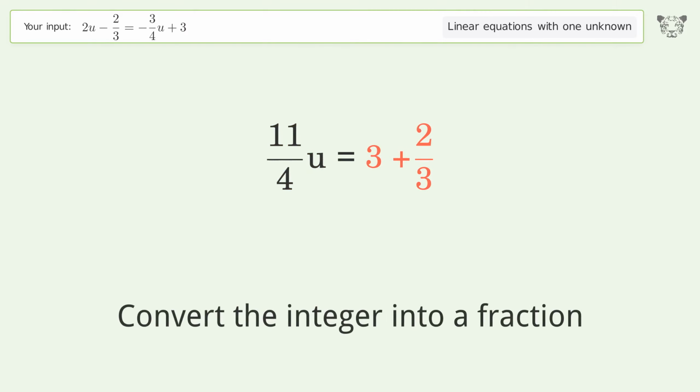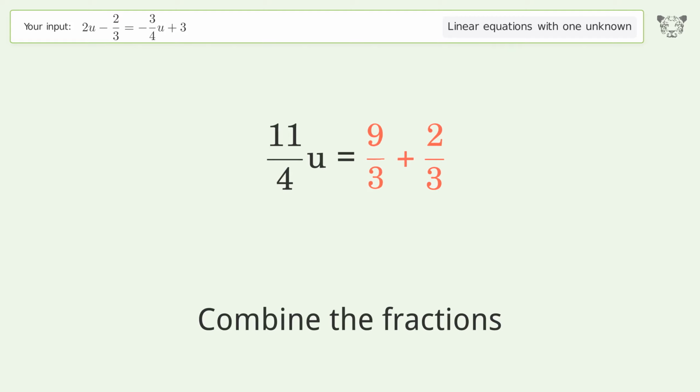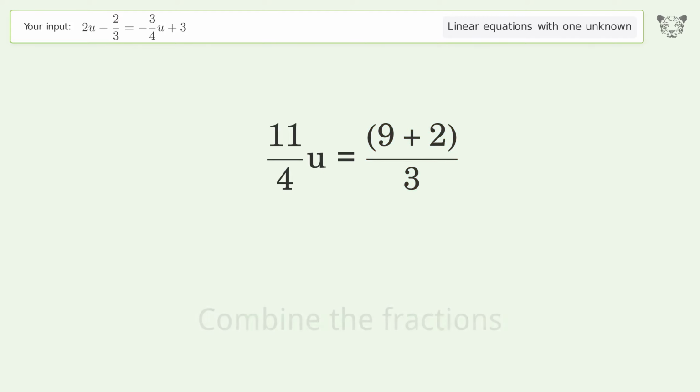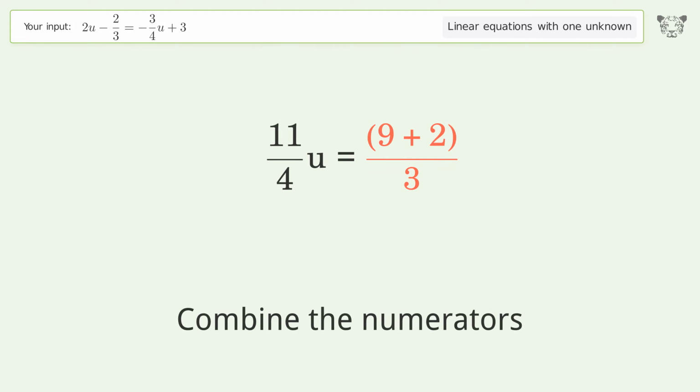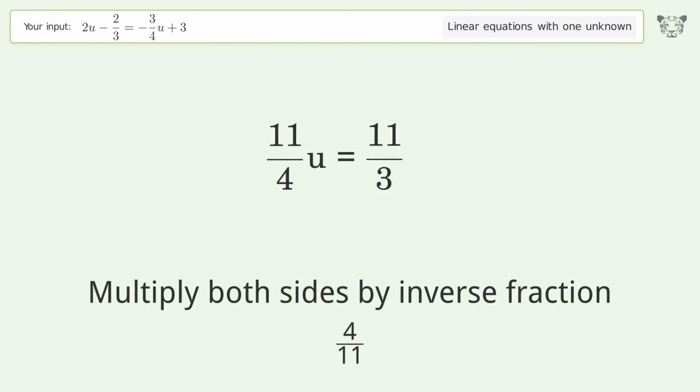Convert the integer into a fraction. Combine the fractions. Combine the numerators. Isolate the u. Multiply both sides by inverse fraction 4/11.